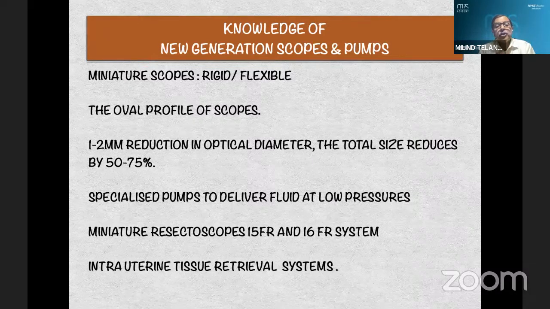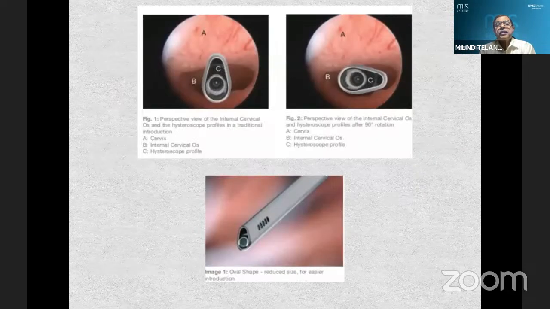But intrauterine tissue retrieval systems, definitely the 5C, the Elite, they conform to the anatomy of the internal os and can be used in office or an outpatient setting. That is the advantage of the tissue retrieval system. So that is tip number 3.